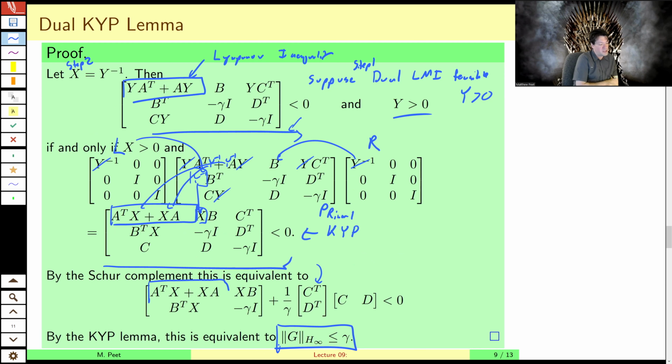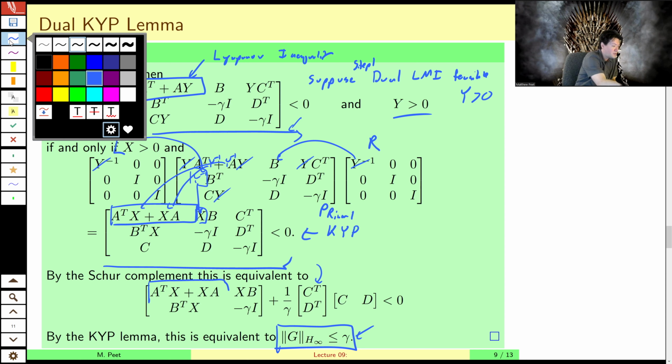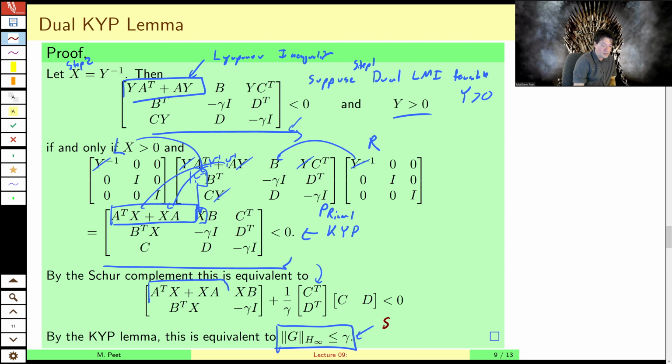So how would you reverse the steps? Well, suppose that the H infinity norm of the system is less than gamma, step 1. Then there exists an x such that this is satisfied. Here I should do a new color because we're going the opposite direction. There we go. Step 1. Step 2, this is satisfied. Step 3, this is satisfied.